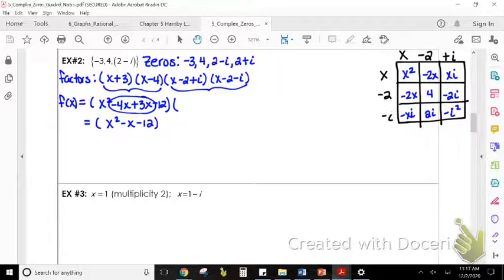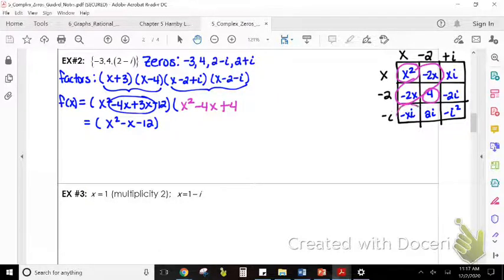All right, so I'm going to change colors here. And so I look here, and I have my x squared. In my next column, I have a negative 2x minus 2x. That's a negative 4x. Now, when I look at that next diagonal there, I don't have all like terms. I have this 4 here, so I'm going to bring it over before I start dealing with my i's.